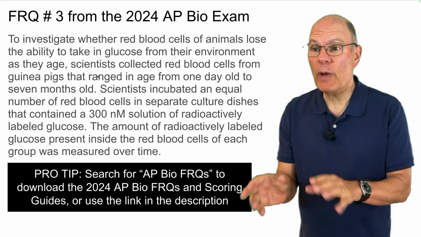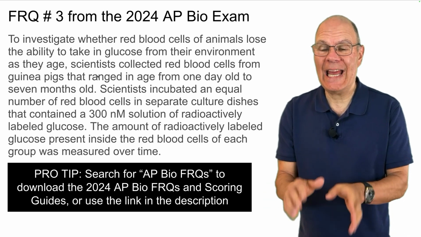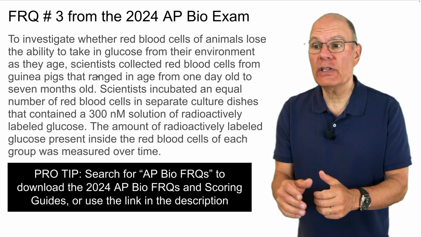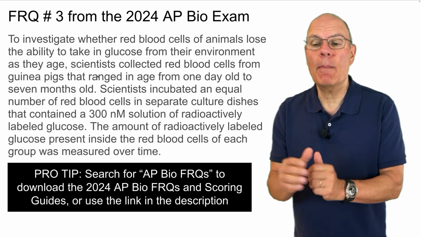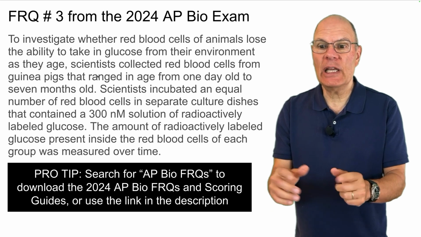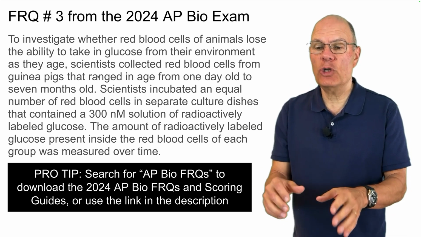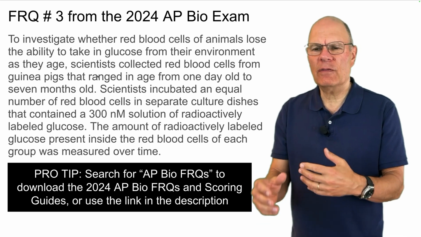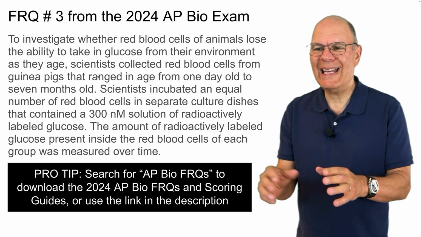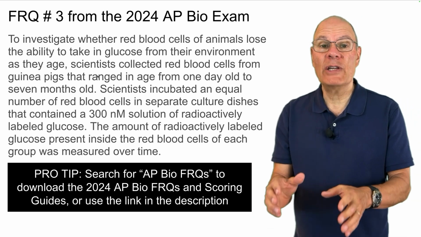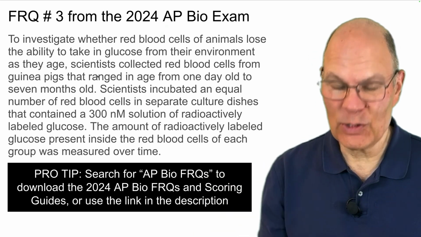To investigate whether red blood cells of animals lose the ability to take in glucose from their environment as they age, scientists collected red blood cells from guinea pigs that ranged in age from 1 day old to 7 months old. Scientists incubated an equal number of red blood cells in separate culture dishes that contained a 300 nanomole solution of radioactively labeled glucose. The amount of radioactively labeled glucose present inside the red blood cells of each group was measured over time. Let's take all that text and try and visualize what it means and what it looks like.